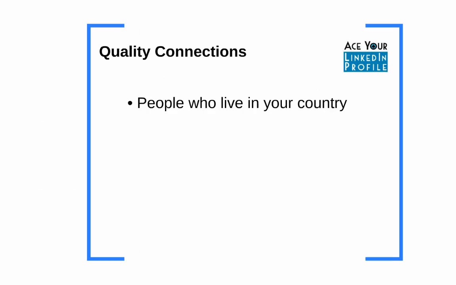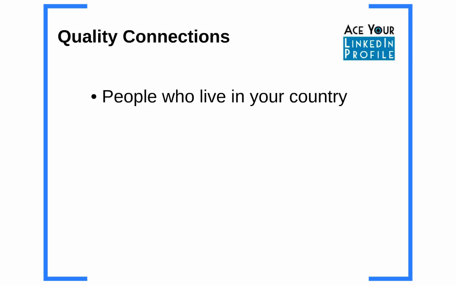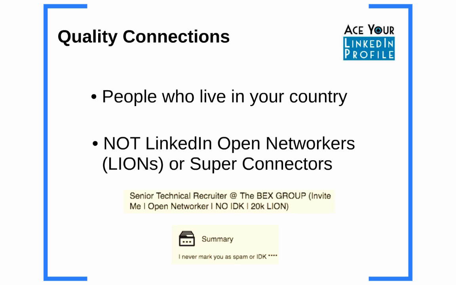Let's talk about what makes a quality connection. First, they need to be people who live in whichever country you live in. So if you live in the United States, you do not want to connect to people who live outside the US. Of course, if you know the overseas person, then it's okay to connect with them, but you do not want hundreds or thousands of connections from random places around the world.